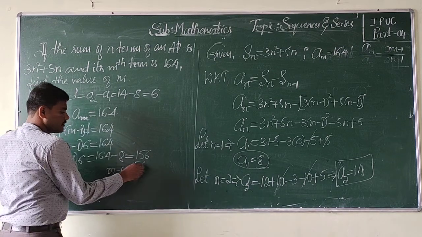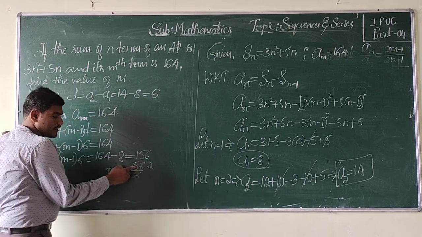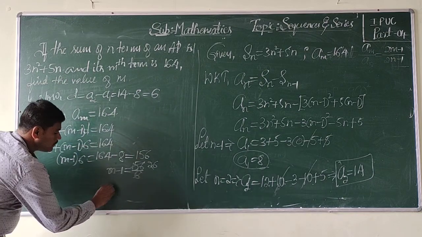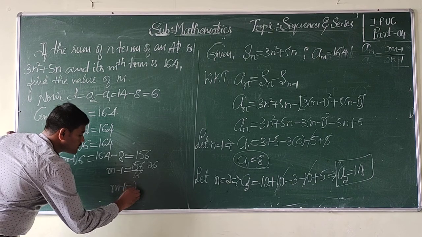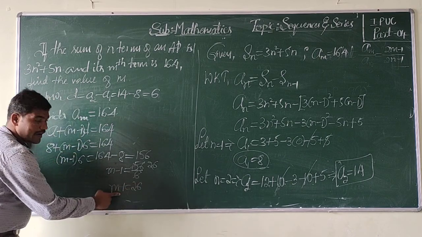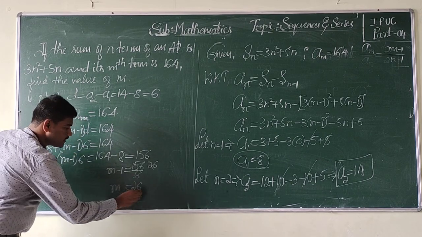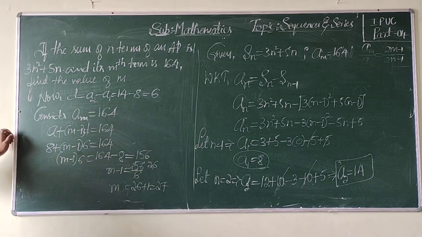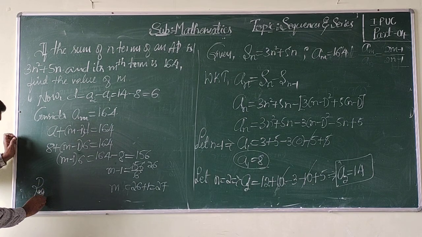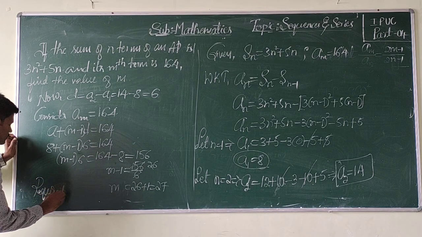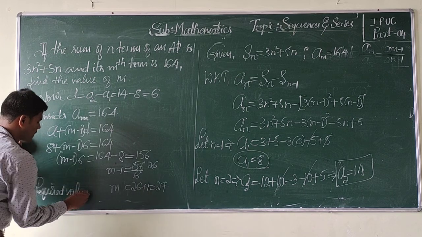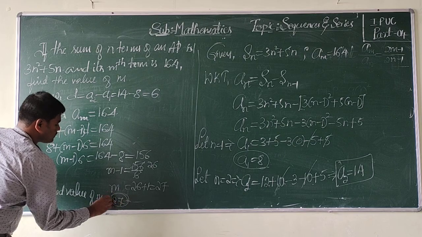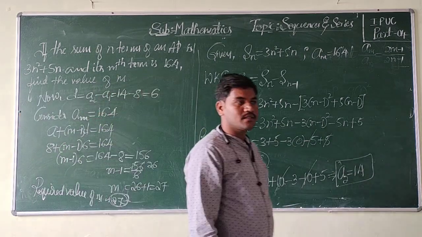Say 6 1s are 6, 6 2s are 12, 6 3s are 36, 6 6s are 1, 36. Now, m minus 1 is equal to 26. Now again shift minus 1 to the right side, it will be 26 plus 1, that is equal to 27. Required value of m is 27.